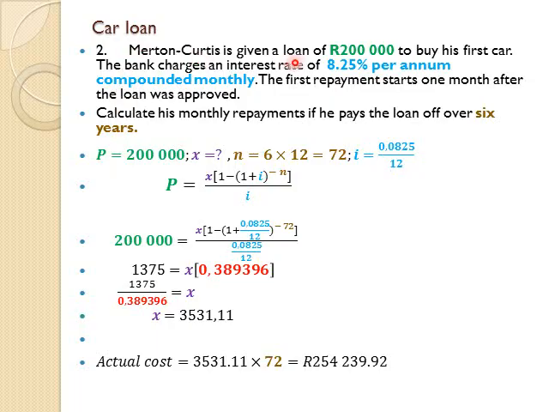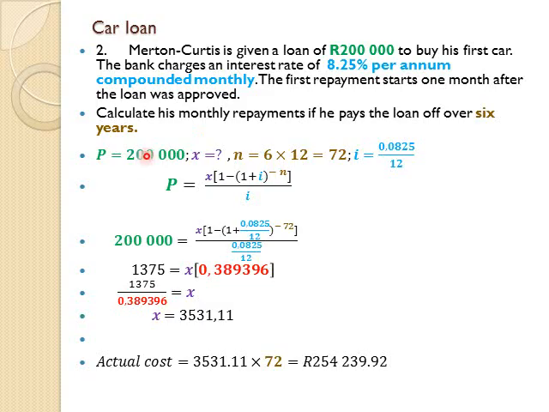Merton Curtis is given a loan of 200,000 to buy his first car. Bank charges an interest rate of 8.25% per annum, compounded monthly. First payment starts 1 month after the loan was approved. So generally, if you take the loan, you're not going to pay at the same time, you pay a month later. Calculate his monthly repayments if he pays the loan off over 6 years.